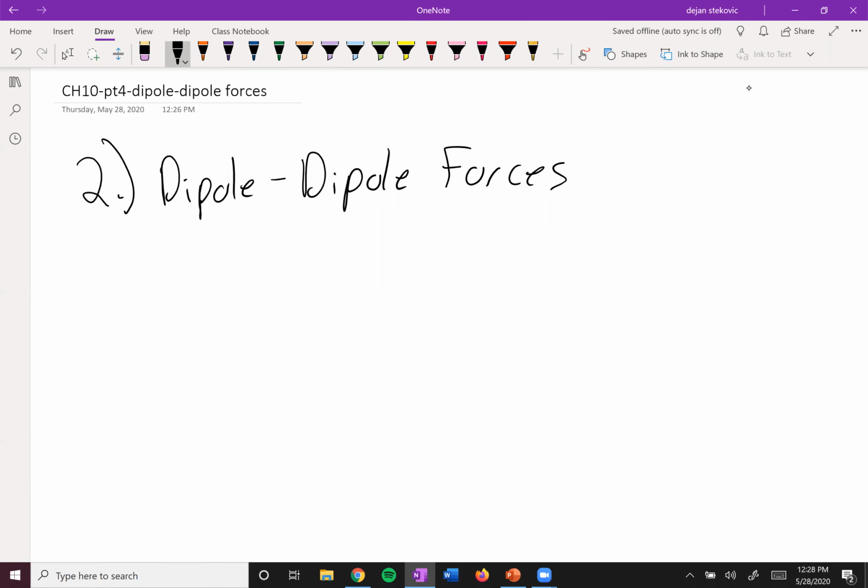All right, so our next intermolecular force is dipole-dipole forces. Dipole-dipole forces in general are stronger than LDFs. And dipole-dipole forces, as the name indicates, happen between polar molecules that have a dipole.